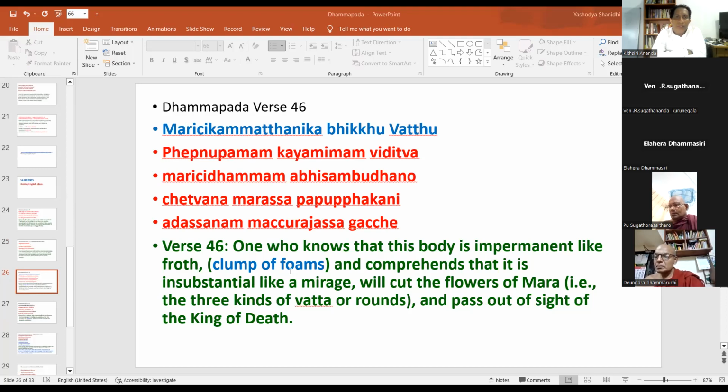Penupamang kaya mimang viditva marichi dhammang abhisambudano chetwana marassa papuppakani adassanang machu rajassa gacchi. One who knows that this body is impermanent, like froth. Froth means a clump of forms. Penupama. So we have to understand the entity taken as the physical body of life is a collection of living cells and organisms. That's why Buddha says, Penupamankaya.